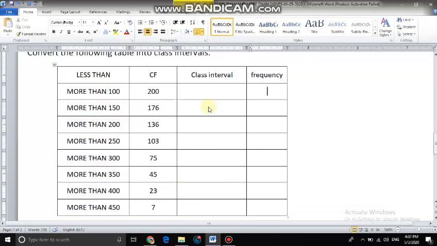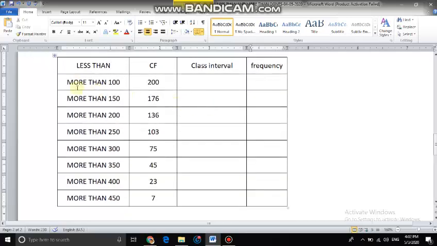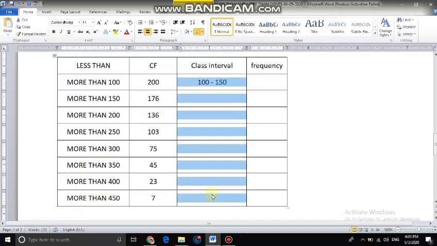Now we will take a more than type question: convert the following into class intervals when the more than type is given. So here also, if you observe, more than 100, more than 150, 200, 250, 300, 350, 400, more than 450. So here also the class size is 50 only. More than is starting from more than 100, so the starting number has to be 100, so 100 to 150. Then the last one is more than 450, so maximum I can go till 500. So the class intervals will remain as is.